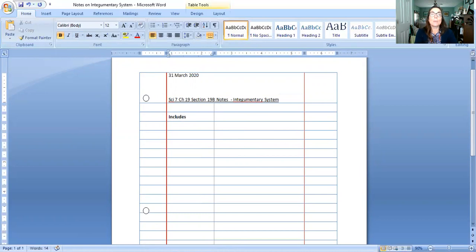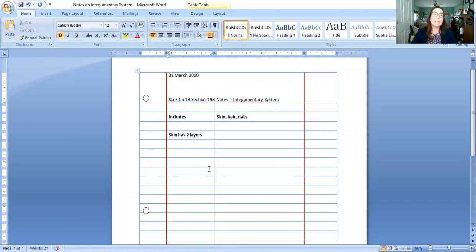Okay, so the first thing we're going to just talk about is what is included in the integumentary system. So I'm going to put includes in the left column, and then I'm going to go over to the right column, because these are Cornell notes, and tell what is included. So this includes the skin, hair, and the nails. We're going to talk mostly about the skin, though in the video you saw yesterday, or the videos, I should say, they talked about hair and nails as well. The skin has two layers. And that's what we want to put right there.